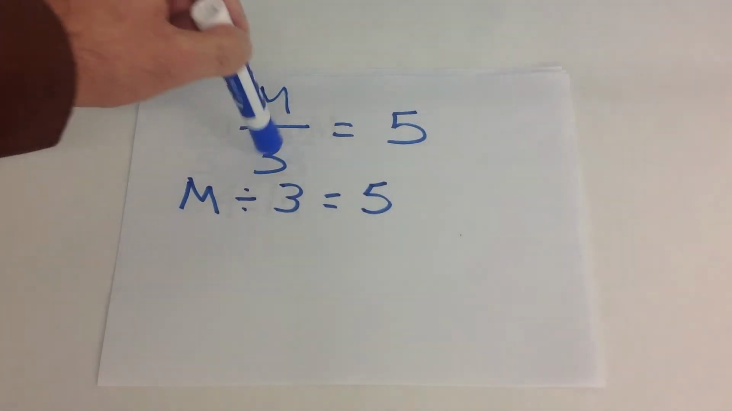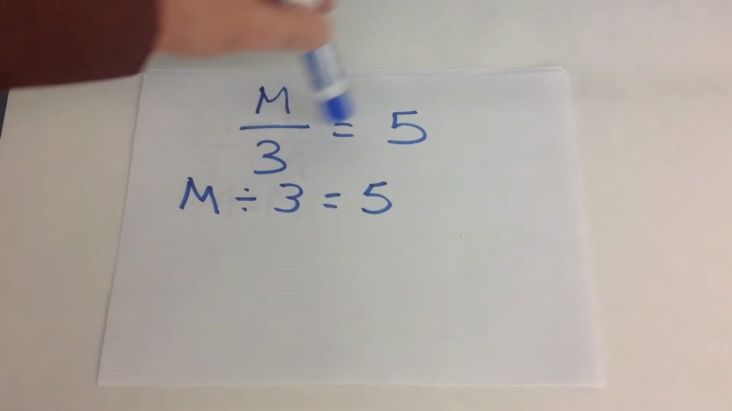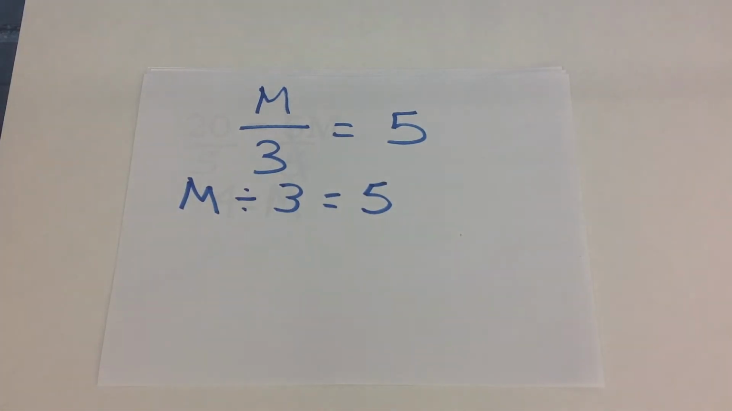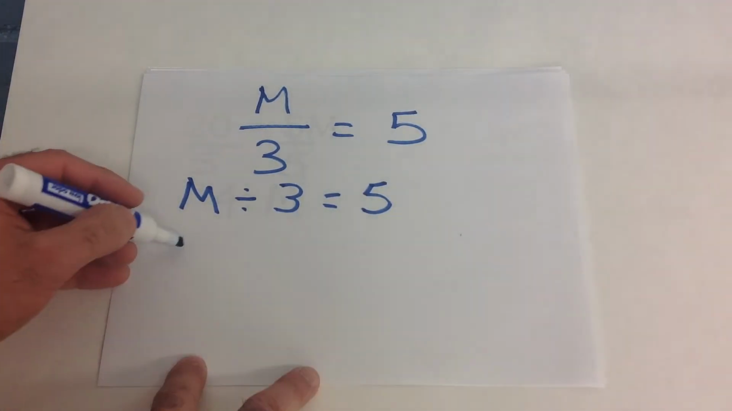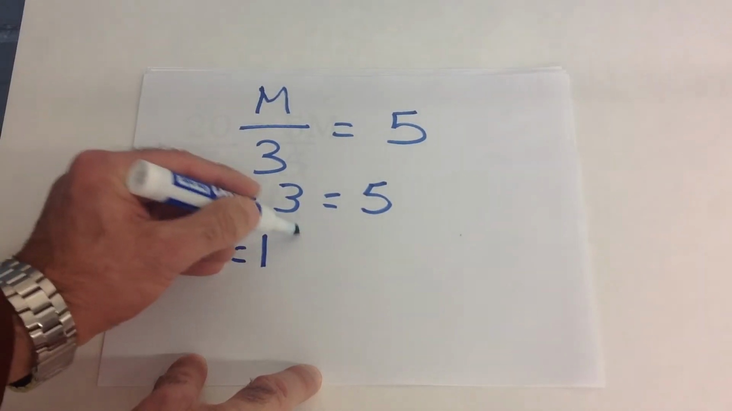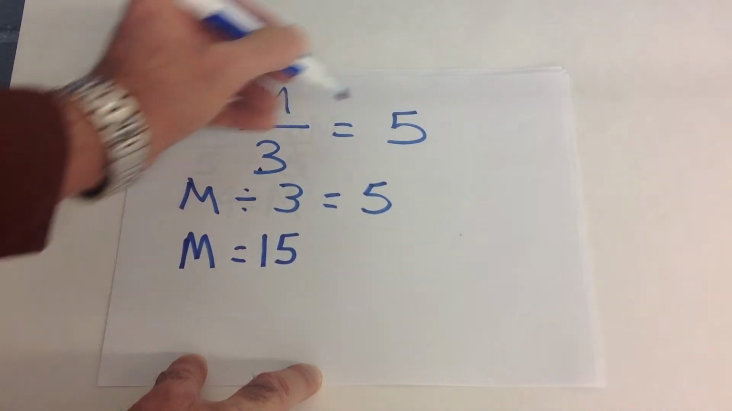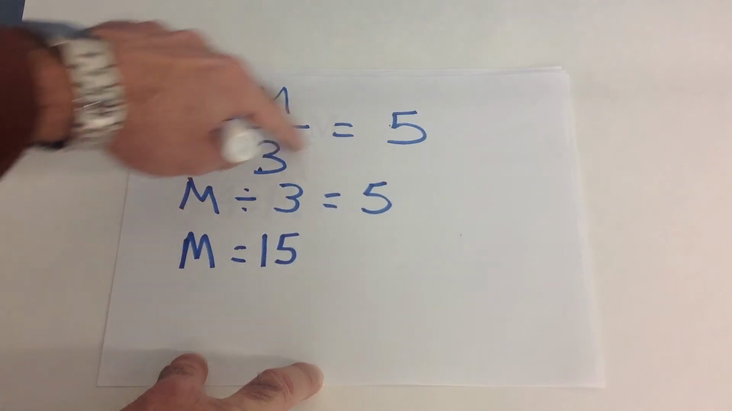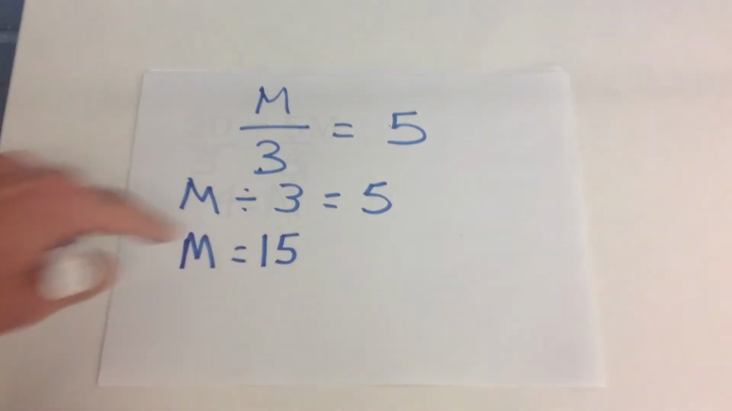So you're basically just multiplying the bottom number with whatever the answer is, the quotient. The answer to division is the quotient. So here you would have m equals 15. Let's check. 15 divided by 3 is 5. So you multiplied 3 times 5 to get that answer.